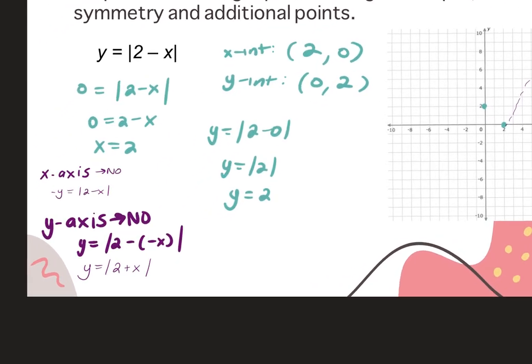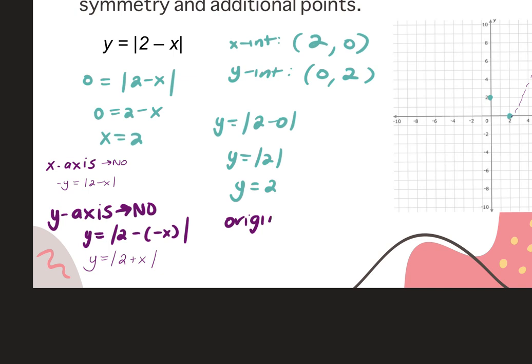So the last test for symmetry is origin. I'm going to get negative y equals 2 minus a negative x. We already know what happens. I get negative y equals absolute value of 2 plus x.